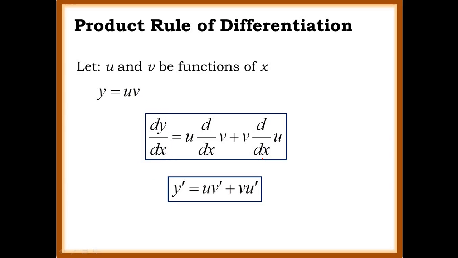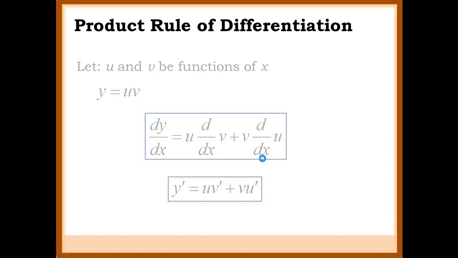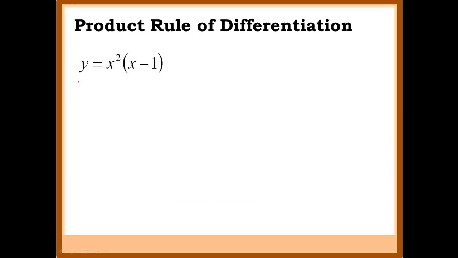Now let us proceed in applying this product rule sa isang simpleng function. We have y is equal to x squared times x minus 1. Kukunin natin ang derivative, meron tayong x squared. This is our first function multiplied to our second function. Ang gagawin natin para mas makita natin yung gamit ng formula, we let u be equal to x squared. We let v, yung pangalawang term natin na x minus 1.